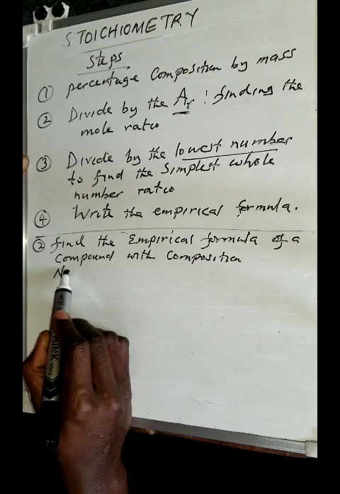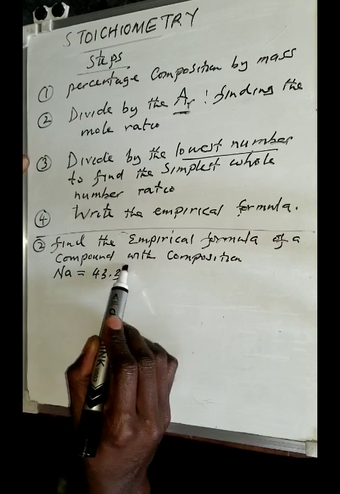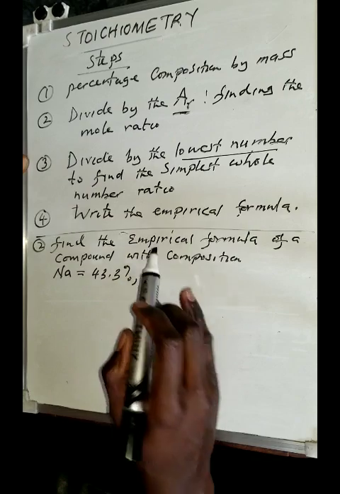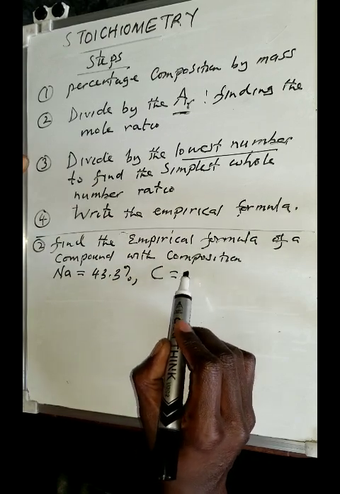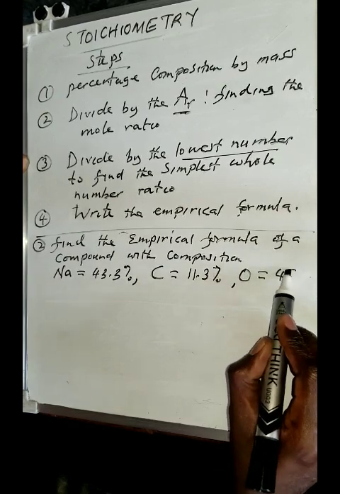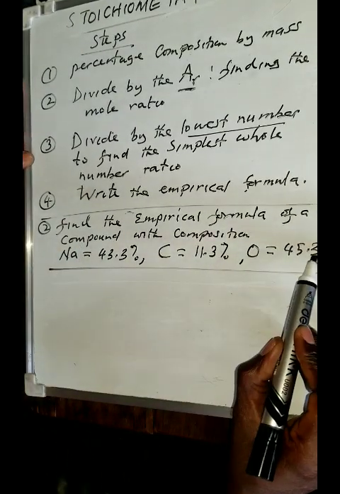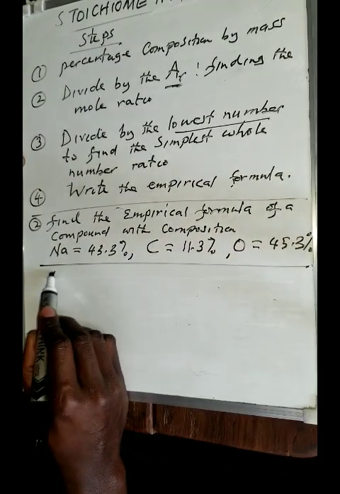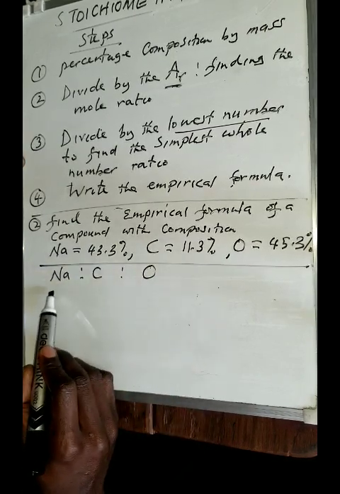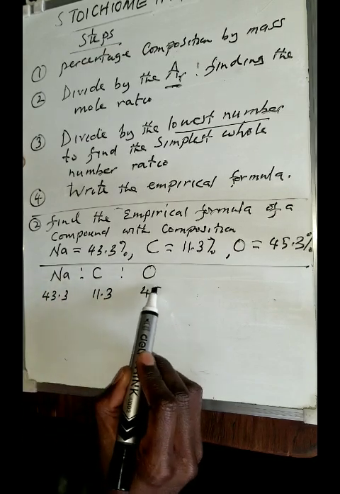In this case, I can tell you sodium has a percentage of 43.3%. Then carbon, which has a percentage of 11.3%, and oxygen, which has a percentage of 45.3%. So they want us to find the formula for this one. Very simple, follow them the way they have arranged them. So I've got sodium, carbon, and oxygen: 43.3, 11.3, and 45.3.